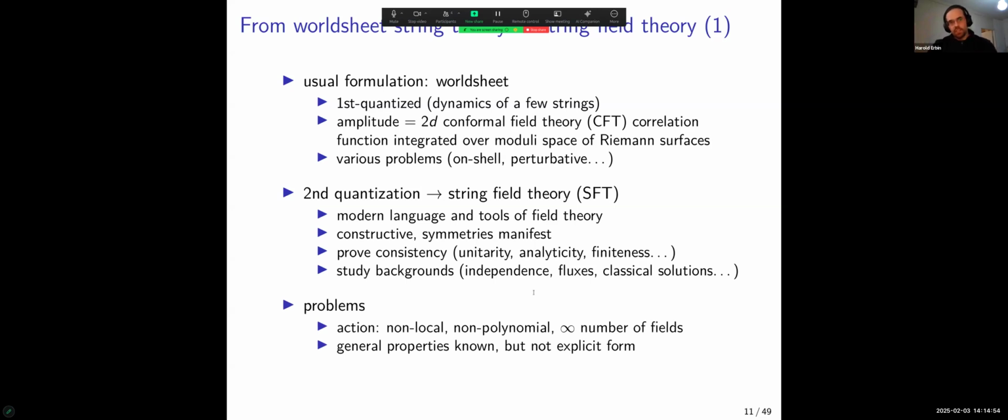To go back again and stress these points, we have this problem that it's non-local, non-polynomial, and we have an infinite number of fields. So we need a way to reduce this complexity. General properties are known, but not the explicit form. So again, if in any way you can find a way to characterize the interaction in string field theory, it's good to move forward.